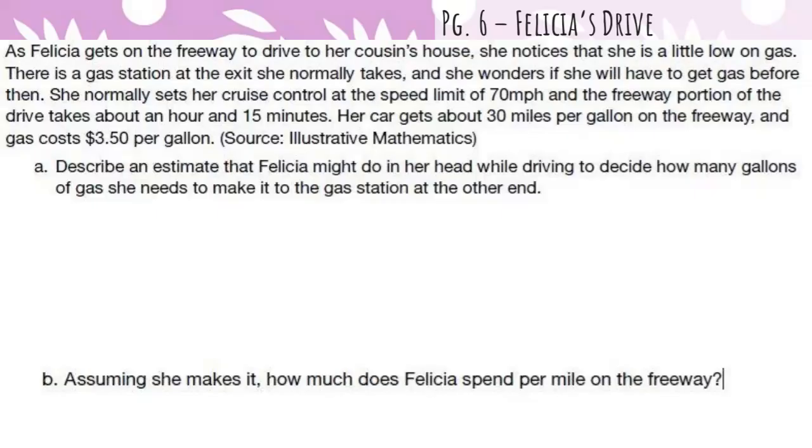As Felicia gets on the freeway to drive to her cousin's house, she notices that she is a little low on gas. There's a gas station at the next exit she normally takes, and she wonders if she will have to get gas before then. She normally sets her cruise control at the speed limit of 70 miles per hour, and the freeway portion of the drive takes about an hour and 15 minutes. Her car gets about 30 miles per gallon on the freeway, and gas costs $3.50 per gallon.